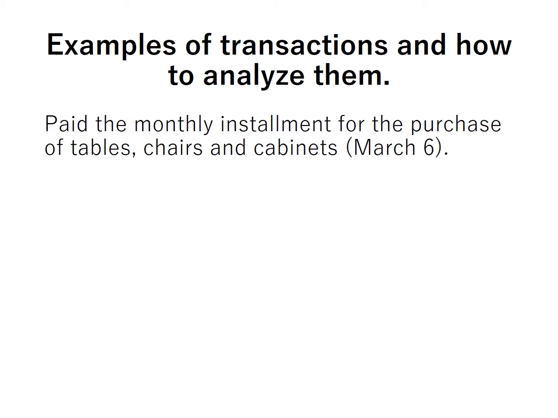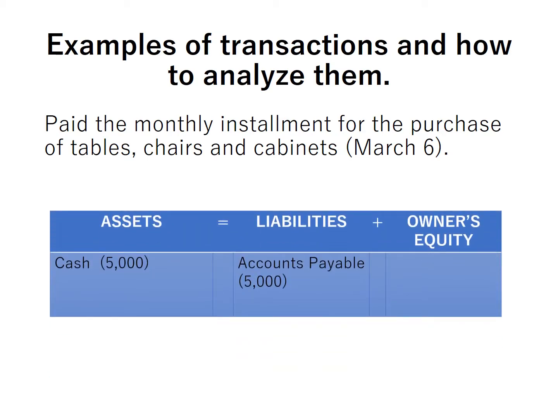Next transaction, the business paid the monthly installment for the purchase of tables, chairs, and cabinets last March 6. What are the accounts affected? There's a payment for cash, so definitely cash is affected. The other account involved in this transaction is accounts payable because there's a payment of the monthly installment, meaning to say the monthly payable pertaining to the purchase of tables, chairs, and cabinets.